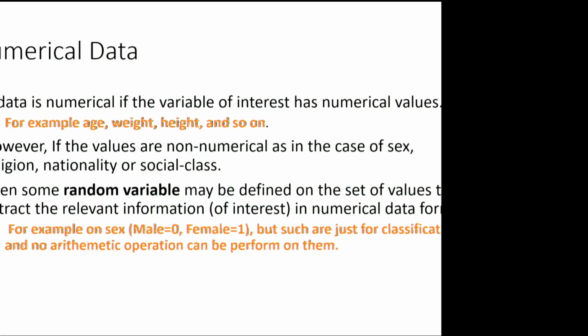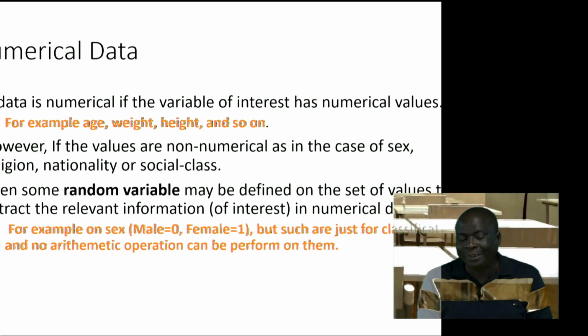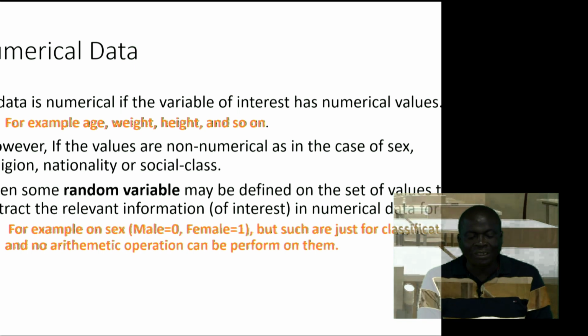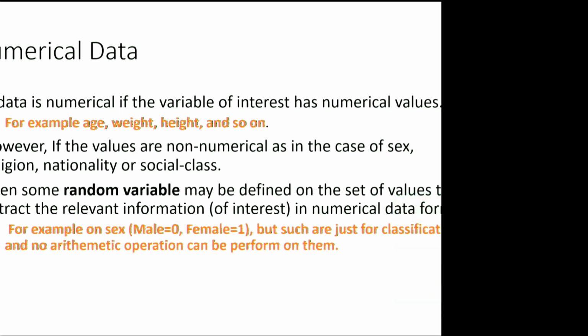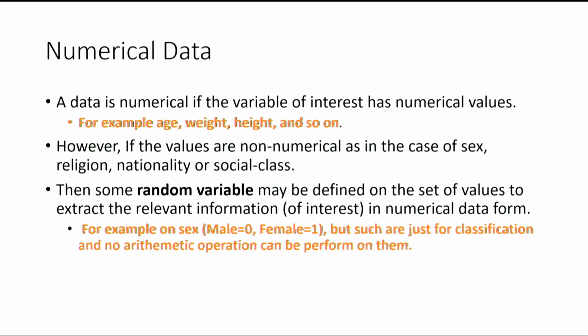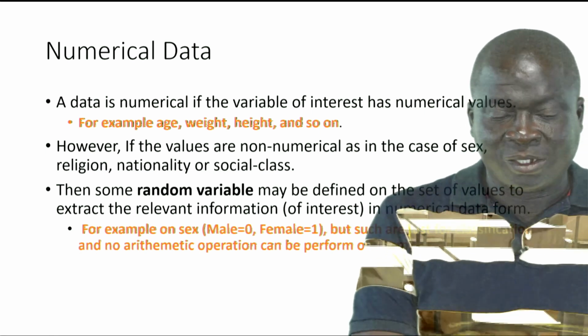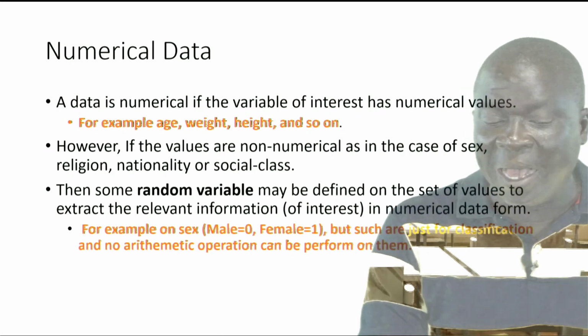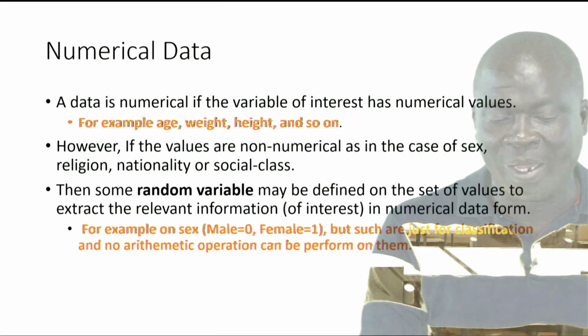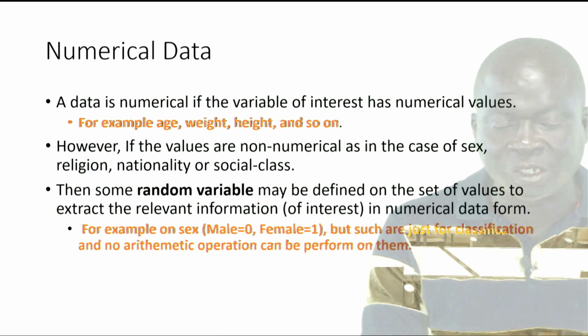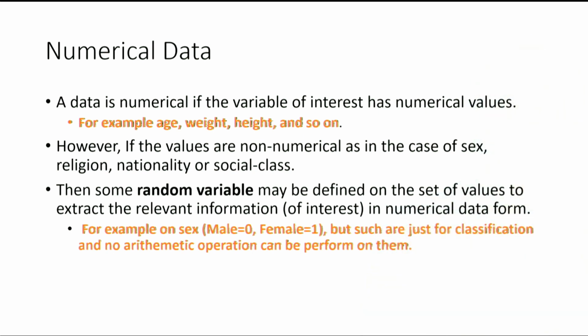However, if the values are non-numerical, as in the case of sex, which we also call gender, religion, nationality, or social classes, then some random variable may be defined on the set of values to extract the relevant information of interest in numerical data form. For example, on sex, we can use 0 to stand for male and 1 to stand for female, but such are just for classification. They are not arithmetic. You cannot use arithmetic operations with them because they are non-numerical.